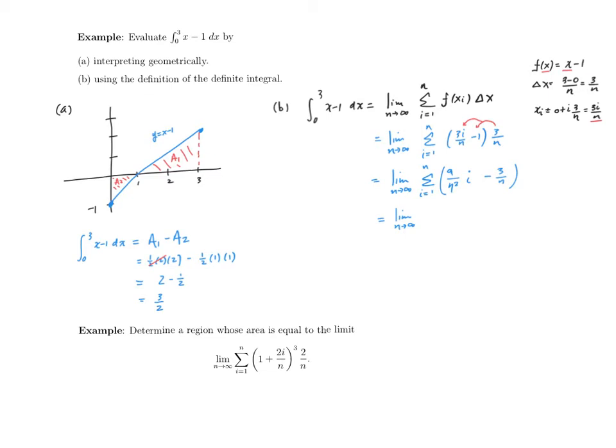Once we get here, the objective is to take this summation and break it up over this minus sign, and then pull out constants. That is, we can pull out the 9 over n squared, have a sum from i equals 1 to n of i, minus 1 over n, the sum from i equals 1 to n of 3. So we've simply broken the sum up over the subtraction and pulled out constants.